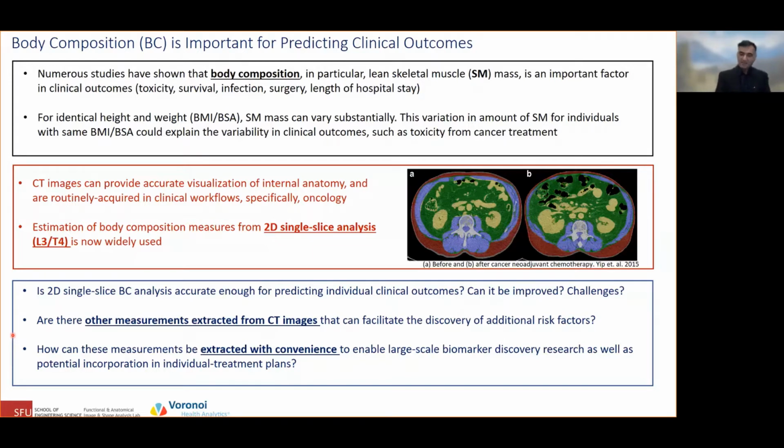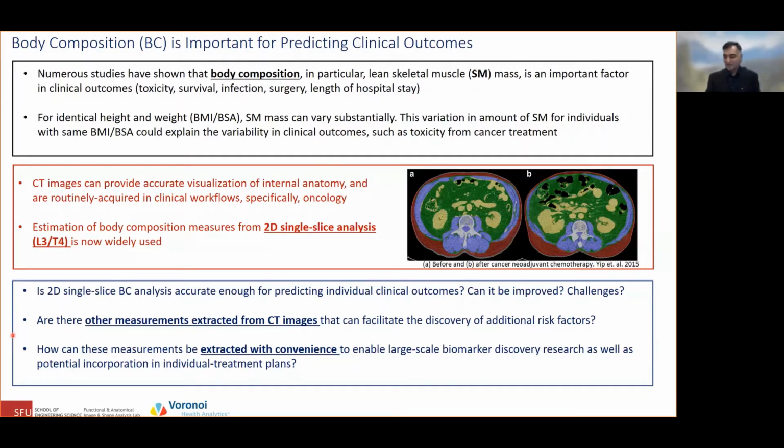CT images can provide accurate visualization of internal anatomy, the body structure, and are now routinely acquired in clinical workflows, and specifically in oncology. And the estimation of body composition measurements, such as lean skeletal muscle mass and fat, adipose tissue, from 2D single slice analysis at the lumbar third vertebra L3 or the thoracic fourth vertebra T4 is now widely used.